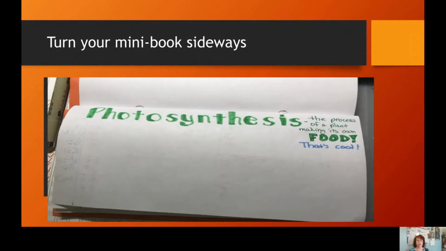This is how my page started out. You can tell that I turned my book sideways and I wrote photosynthesis across the top. It is the process of a plant making its own food. It is the only creature on the entire planet that makes its own food. A plant is the only creature in the entire universe that makes its own food, and that makes plants super cool.